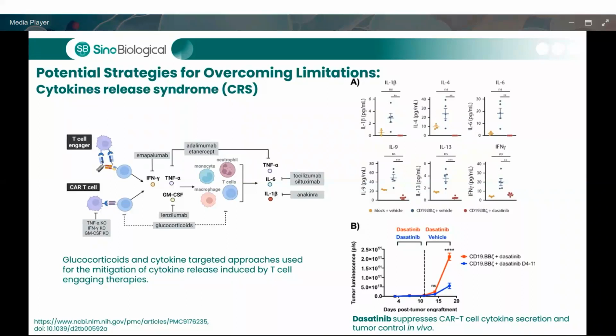Dasatinib is an FDA-approved tyrosine kinase inhibitor that has been investigated to inhibit the phosphorylation of immunoreceptor tyrosine-based activation motifs, eventually reversibly inhibiting the CAR T cells to avoid CRS. According to figure A, dasatinib treatment temporarily inhibits cytokine production. More importantly, upon suspension of dasatinib administration in vivo, CAR T cells effectively recover their functionality in tumor suppression.